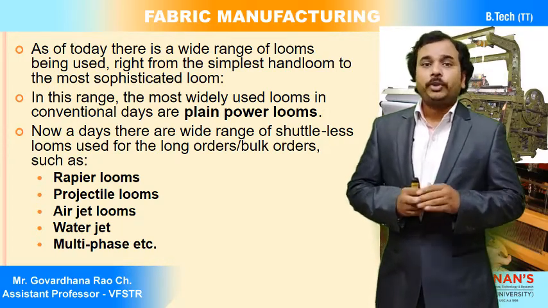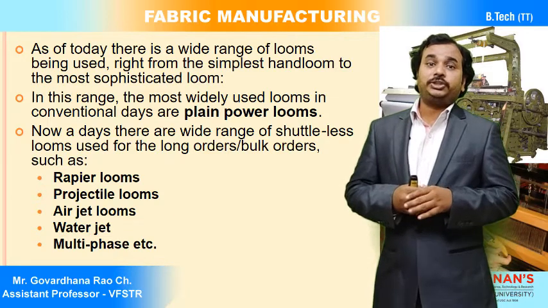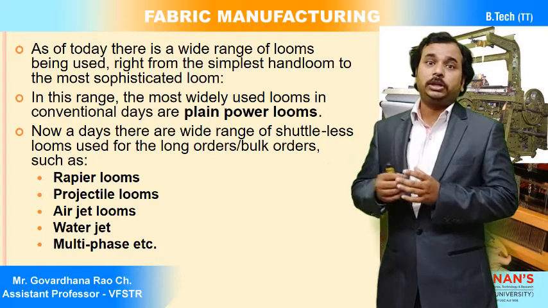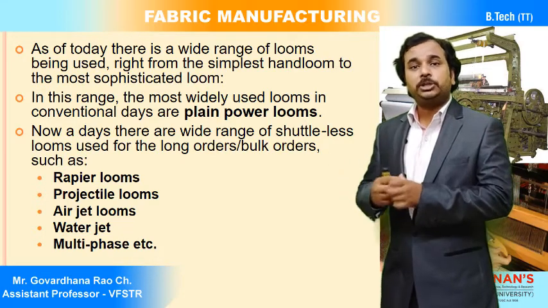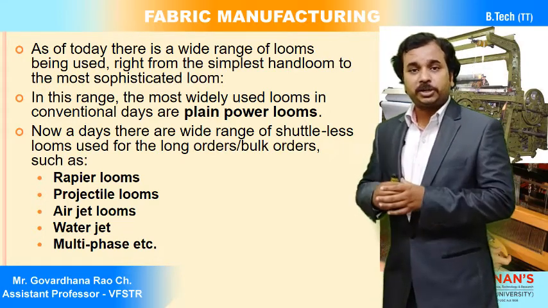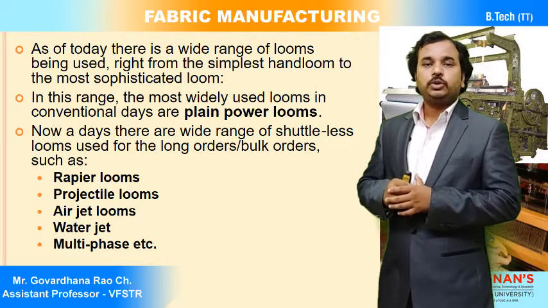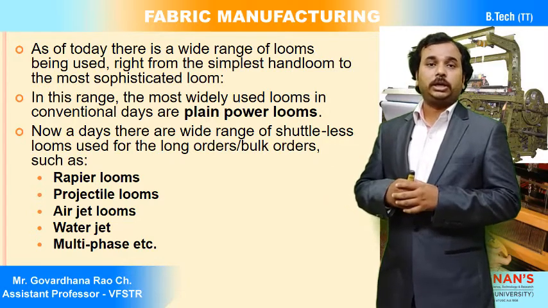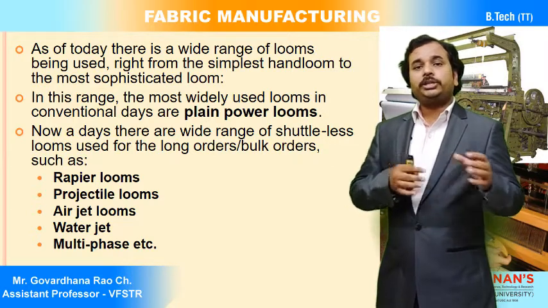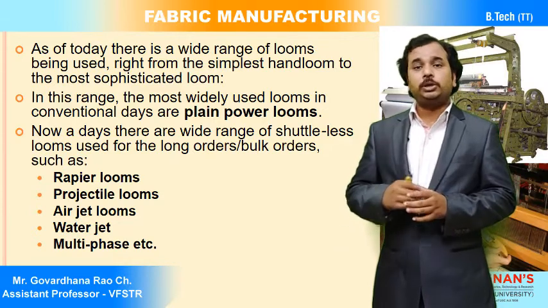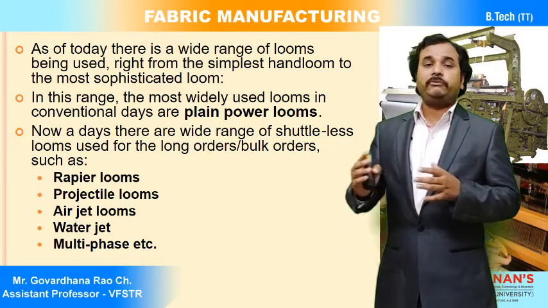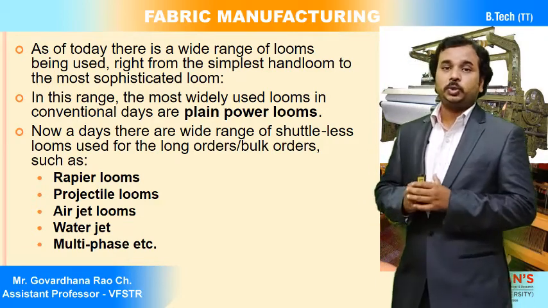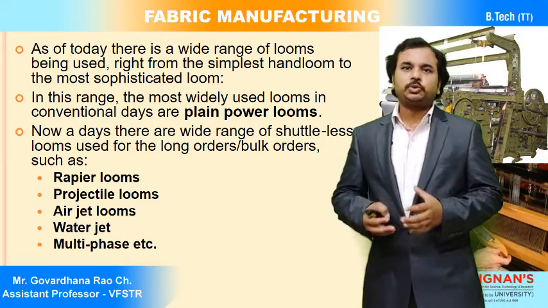Now with shuttle-less looms you can get fabric of 70 meters per shift or even 100 meters per shift. Even in the case of air jet looms, you will get 3 times more than that. The production range and the quality range are also very different. More qualities can be produced in the case of shuttle-less looms. So nowadays there are shuttle-less looms also.